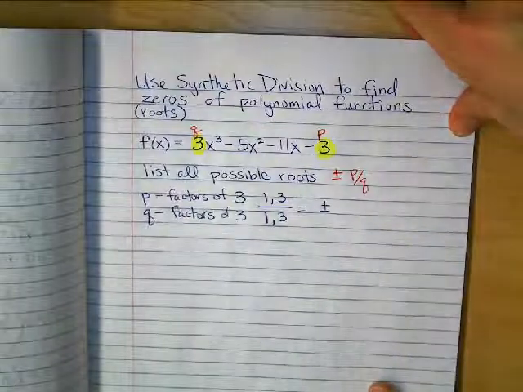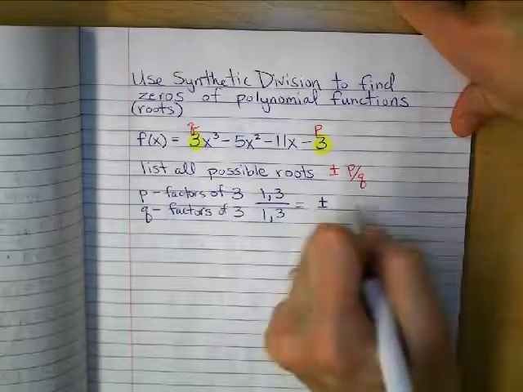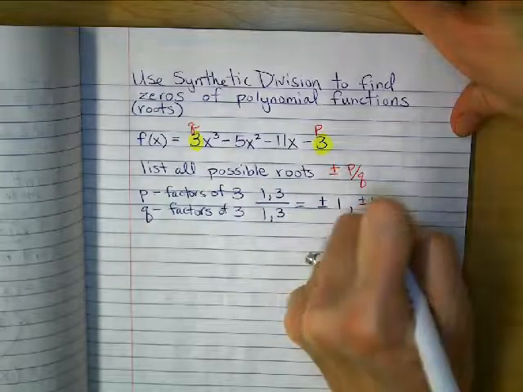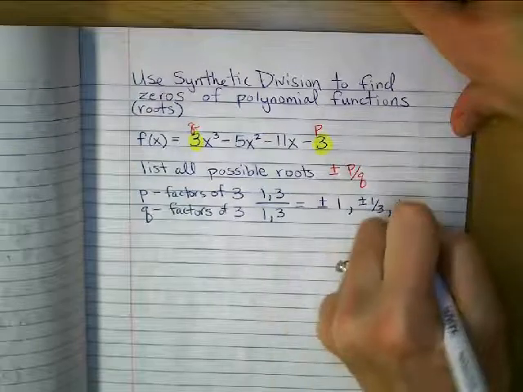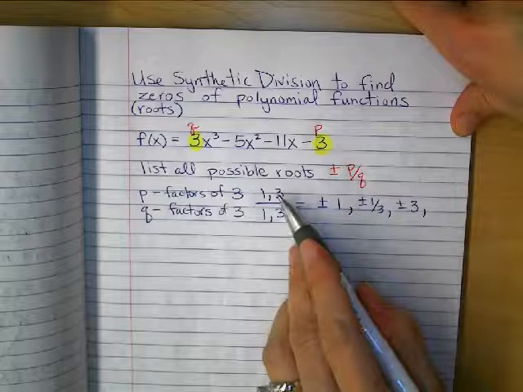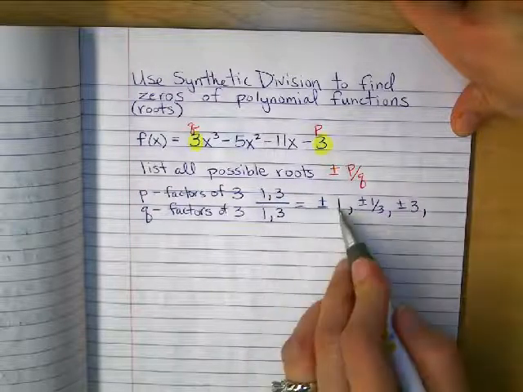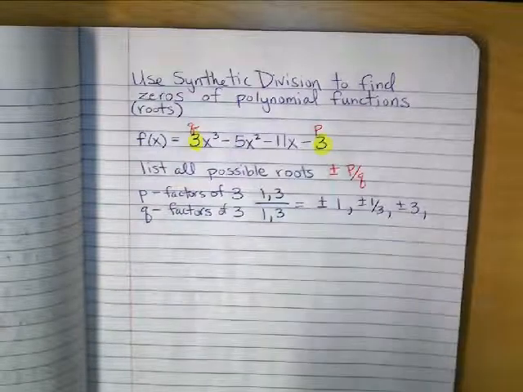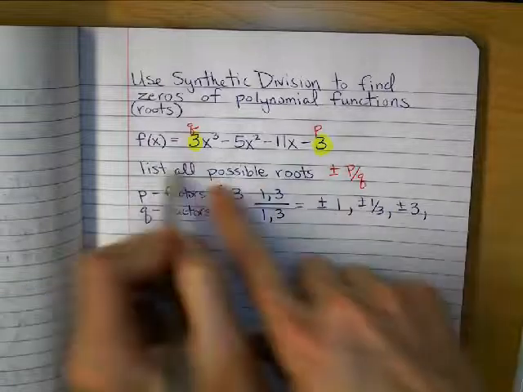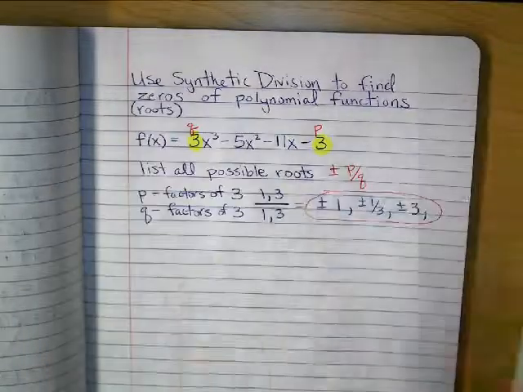So what do you think? What are our answers? Possibilities: 1, plus or minus 1/3, 3, plus or minus 3. Oh, and then the last one's 3 over 3. What's 3 over 3? It's 1 again, so you don't have to list that again. Okay, so there's my list of all the possibilities. These are possible answers to that question up above.